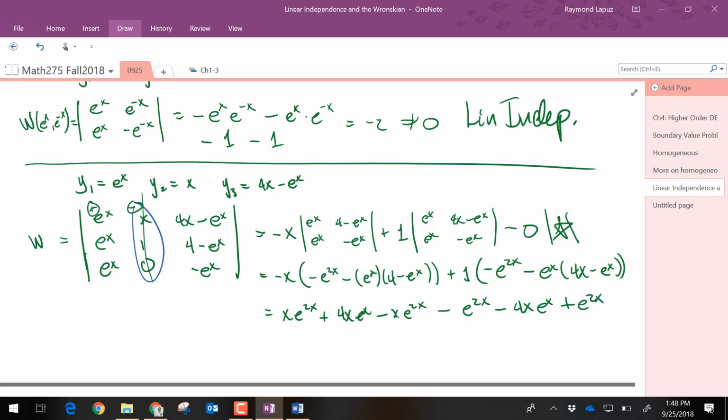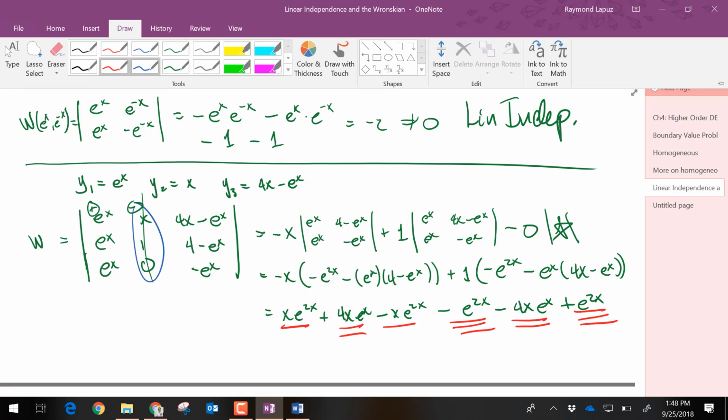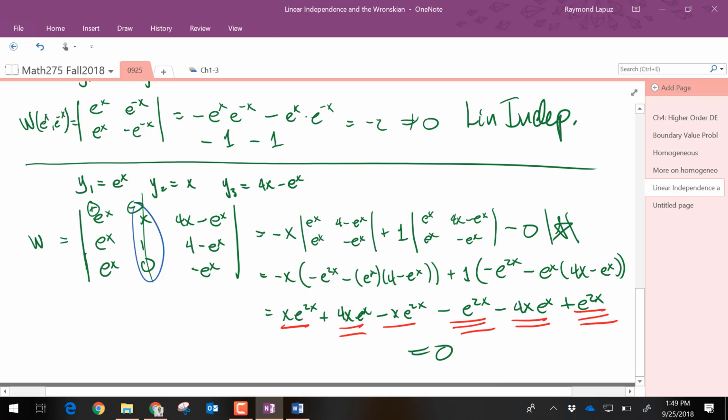Oh, does that turn out to be 0? So these two go away, these two go away, and these two go away. So that's equal to 0, which means these three functions must have been linearly dependent. Okay? That's the Wronskian.